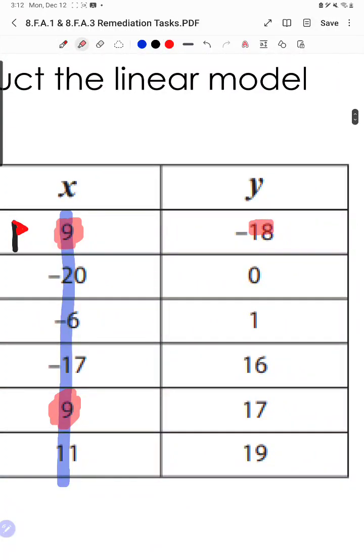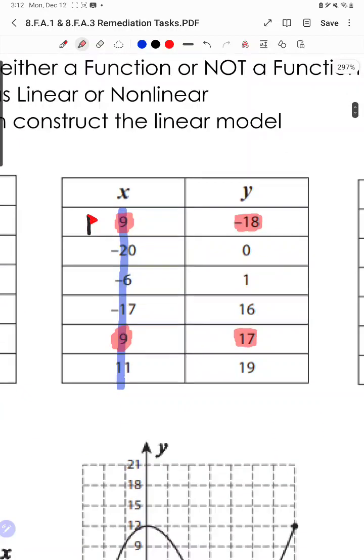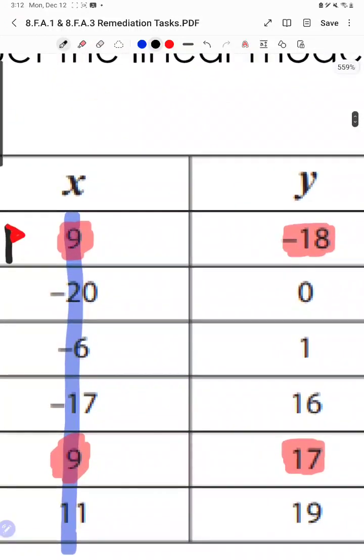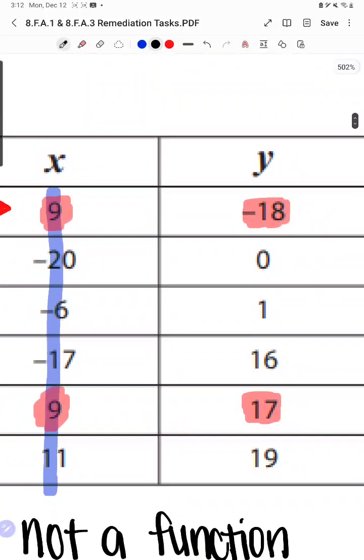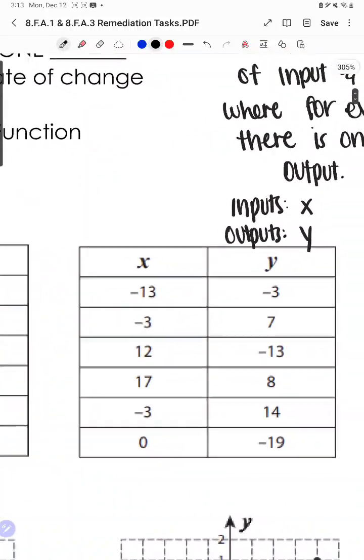So for my first 9, that output is -18. Now if my second output is also -18, then it's fine, it's a function. So let's take a look at our other 9. Well, it's a 17. So that means that my input has 2 outputs, which is not possible for it to still be a function. So not a function. So once again, this is not a function because the 9 goes to -18 and it goes to 17, which means this input has more than one output, which is not acceptable for being a function.